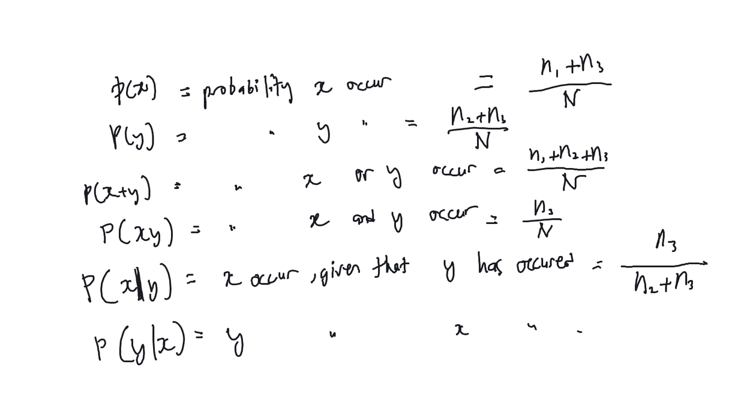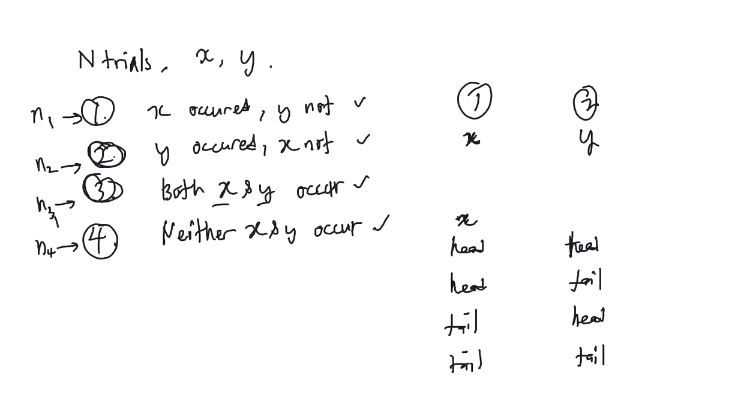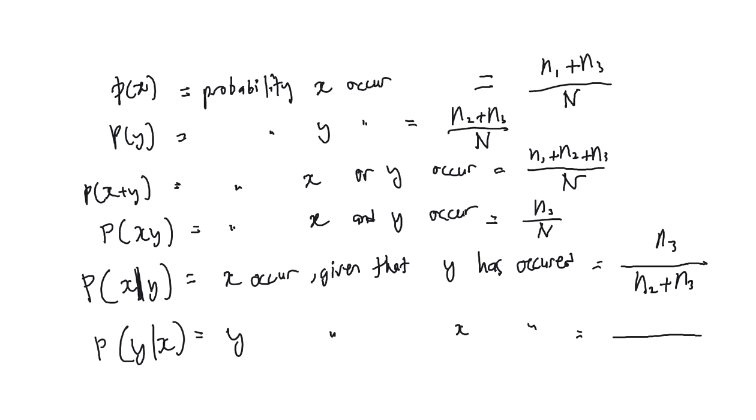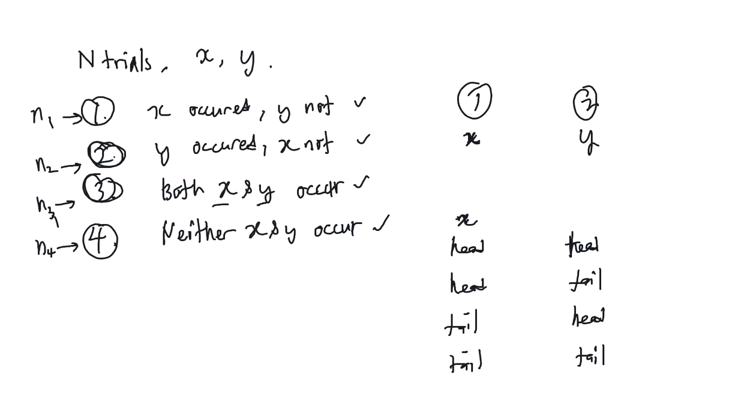And y occurs given that x has occurred. We found that x occurred in n1 and n3, and y occurs at result number 3. Y occurs and we know that x also occurred. So that is y occurs given that x has occurred, n3 over n1 plus n3.